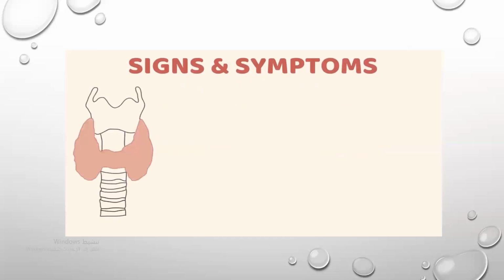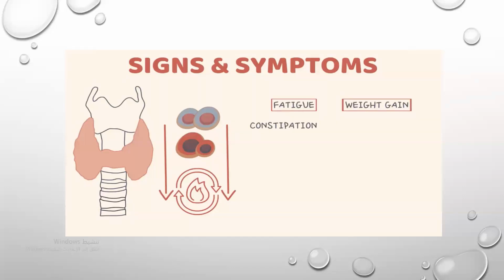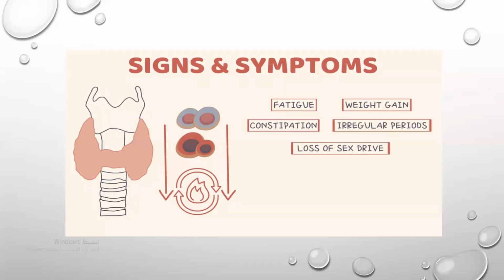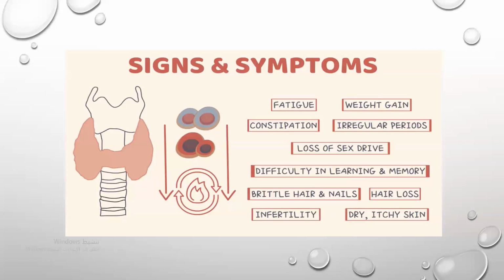When the thyroid gland produces less thyroid hormones than it should, metabolism slows down and causes a variety of symptoms. At first, the symptoms of hypothyroidism may not be noticed, but over time these symptoms become more obvious and severe. These can include fatigue, weight gain, constipation, irregular periods, loss of sex drive, hair loss, brittle hair and nails, dry, itchy skin, difficulty in learning and memory, infertility, etc.